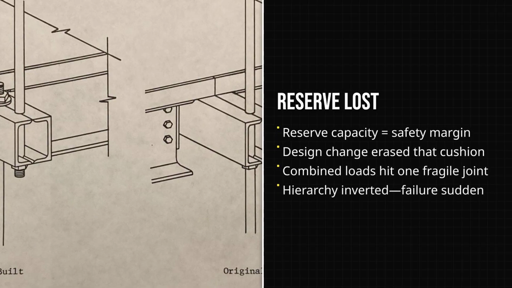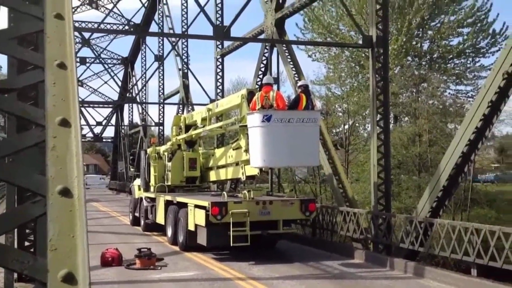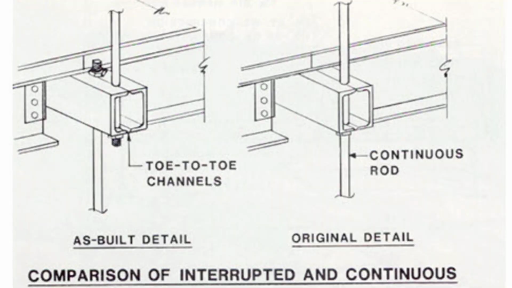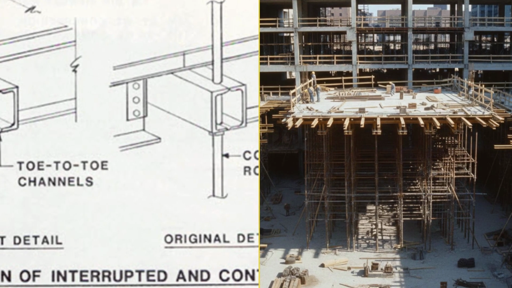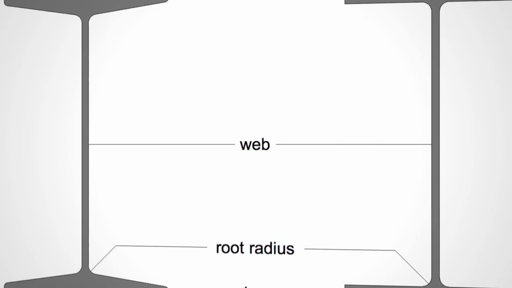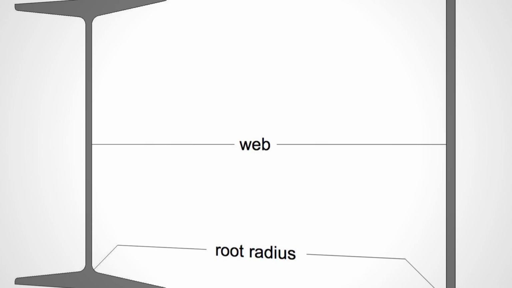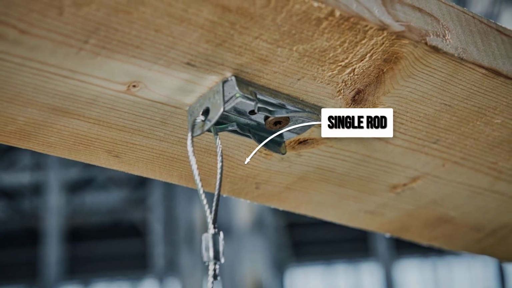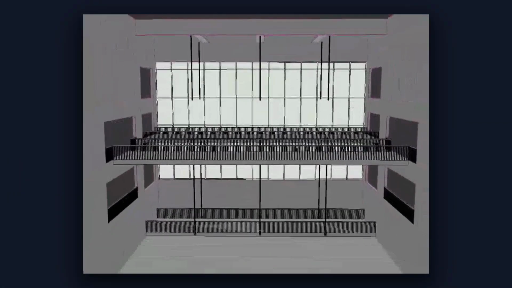Hierarchy in structural design means that primary elements like the rods should fail only after secondary ones, preserving the system's integrity. The revised detail inverted this order. The box beam web, never intended as the main load path, became the weakest link. The system now depended on a single connection with no backup if it gave way.